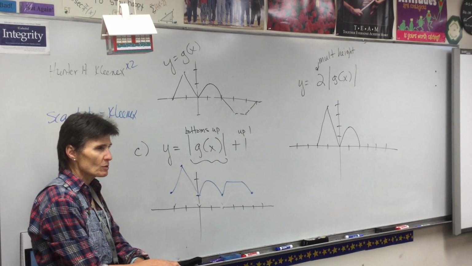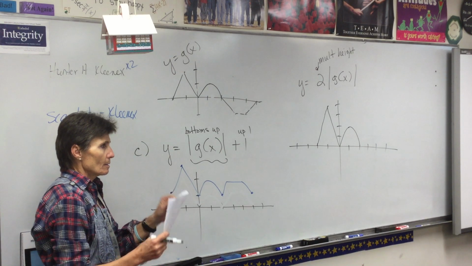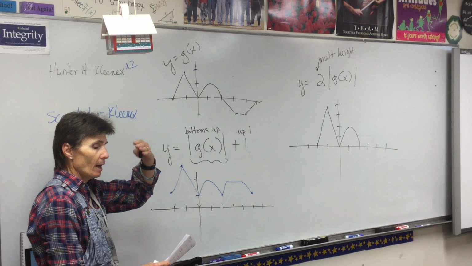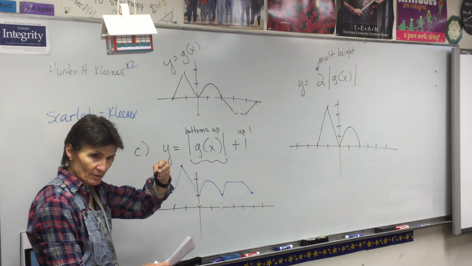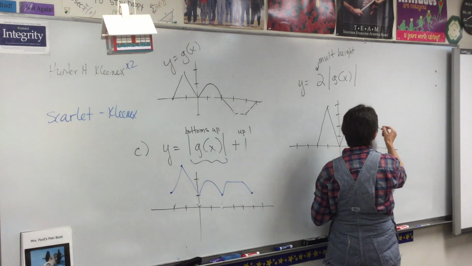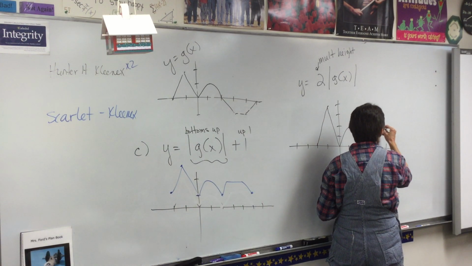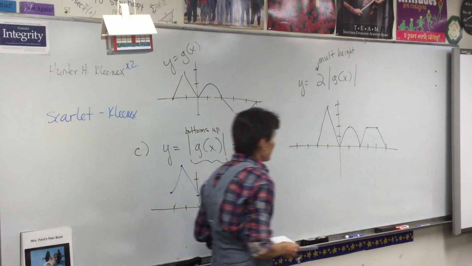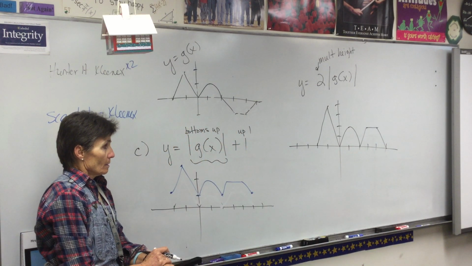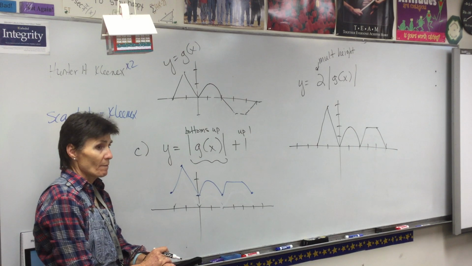Okay, now what about the trapezoid though? The trapezoid has to come up because of the absolute value, but then it has to be taller because of the 2. So that will be the answer to the question. There's a lot of rules to remember.